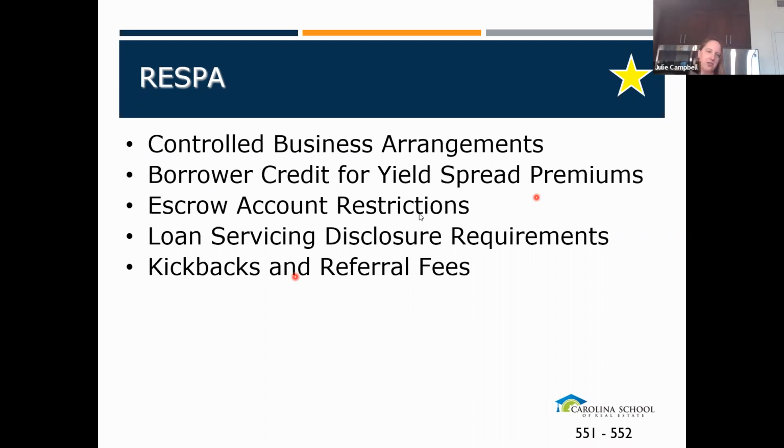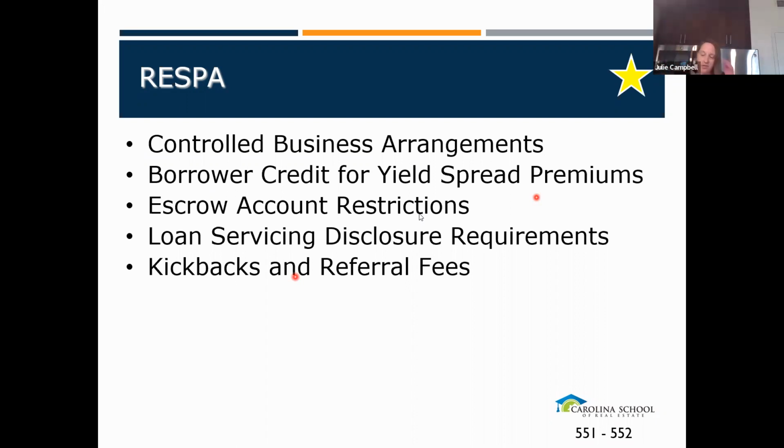RESPA puts restrictions on escrow accounts. So we talked about your taxes and insurance. Every month, you pay a 1/12 of your annual taxes and a 1/12 of your annual insurance. And as they collect that 1/12 each month, it goes into an escrow account. You as a borrower have your very own escrow account. So they hold that money. And at the end of the year, when taxes and insurance are due, they use that money from the escrow account to pay those bills on your behalf.